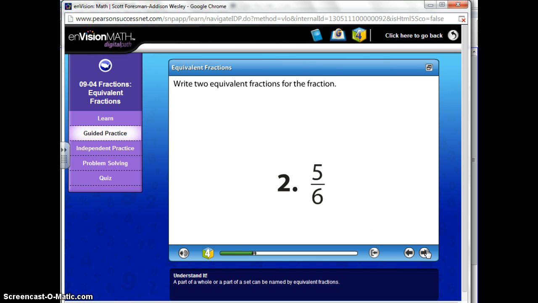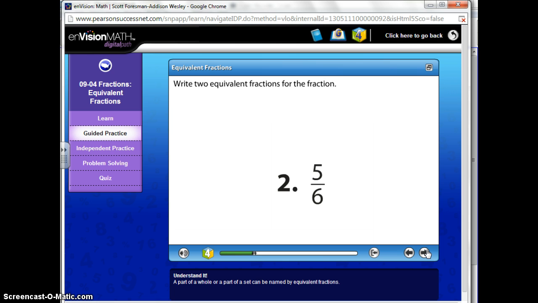Pick a number, Natasha. Pick a number. Alan. All right, Aaron, what is your new fraction? 60 over 72. He multiplied both of his by 12, I bet. Right? Good. Aiden, what's yours? 50 over 60. Good work. He multiplied both of his by 10.